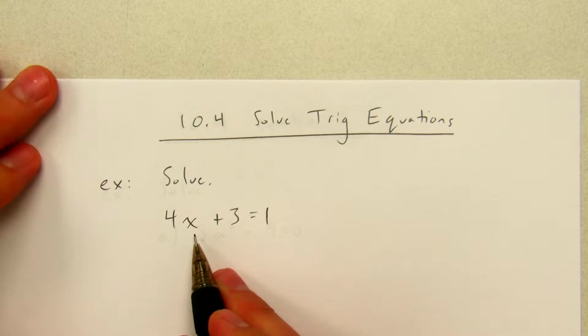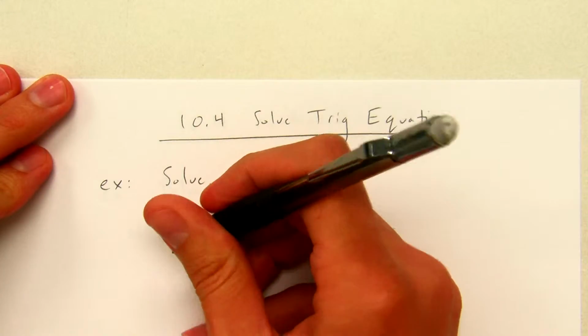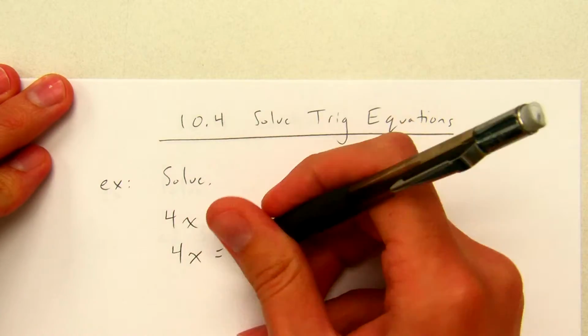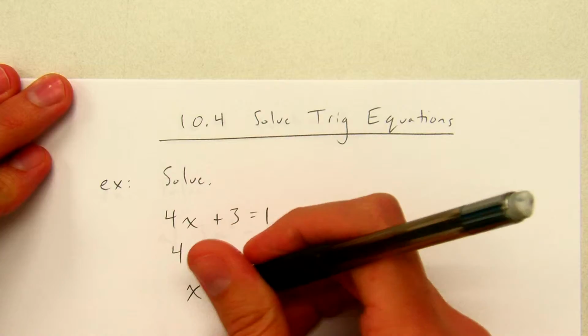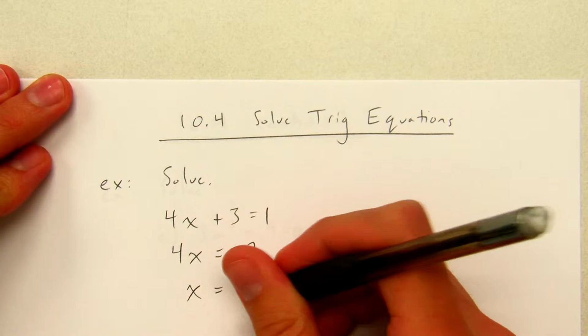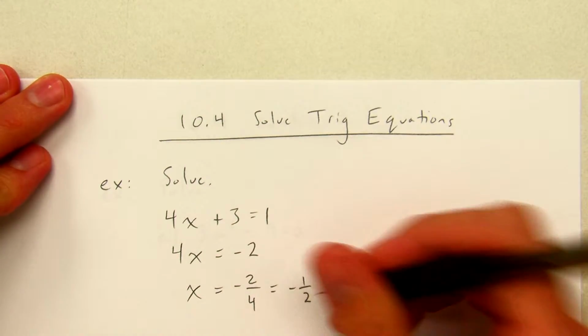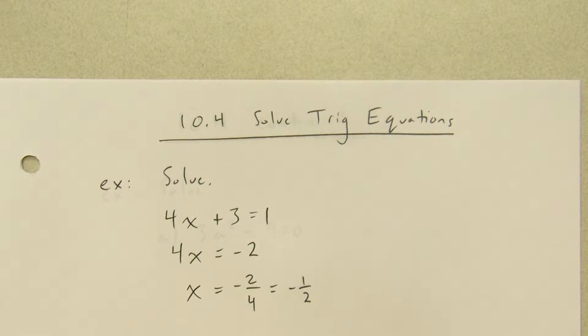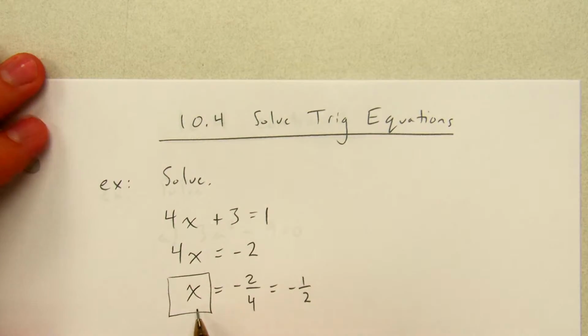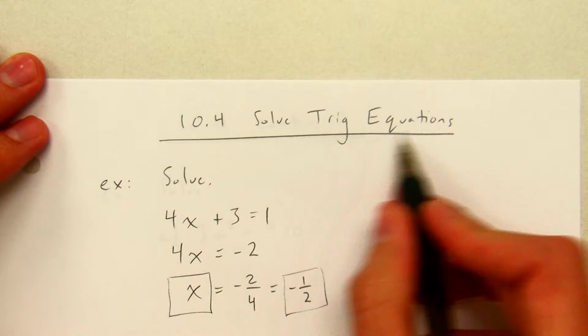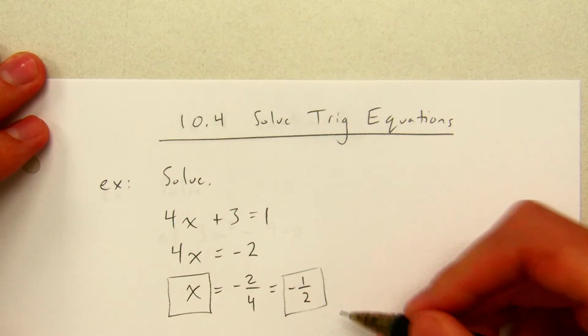The first thing I would do would be to subtract 3. And then I would divide both sides by 4. And so my answer would be -1/2. Solving for x means isolating x, getting x alone on one side of the equation and a numerical value on the other side of the equation. When we solve trig equations, there's an additional step here.